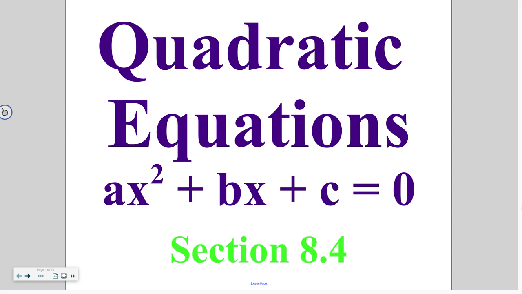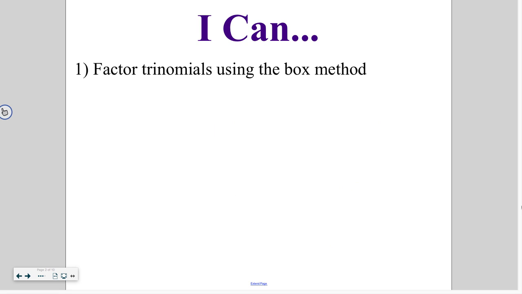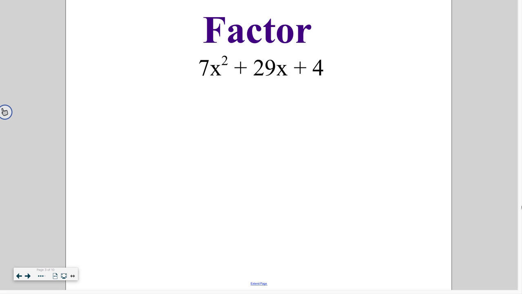Hello class, today we're going to talk about section 8.4, which is quadratic equations with the form ax squared plus bx plus c is equal to 0. By the end of today's lesson, you will be able to use that box method that we learned in chapter 7 to factor trinomials. So we're starting with 7x squared plus 29x plus 4.